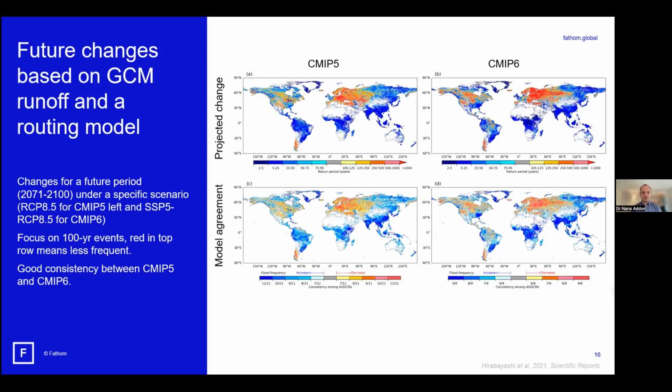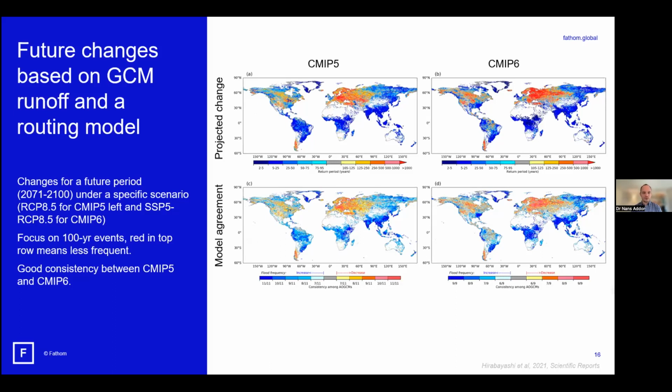So the top row shows changes. When you see red, it means less frequent flooding. And what's really interesting in this specific study is that if you look at the two successive generations of models, CMIP5 and CMIP6, the two maps at the top look actually quite similar. So there's actually a really good consistency between these two generations of model simulations.